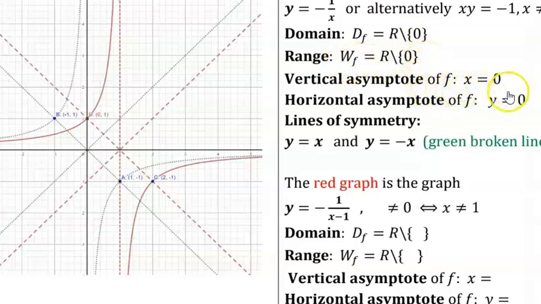The vertical asymptote and the horizontal asymptote are exactly the same as for y equal to 1 over x, as well as the green broken lines, y equal to x and y equal to minus x, which are the axes of symmetry. So, if I now want to do the red graph, let us do the algebra first.